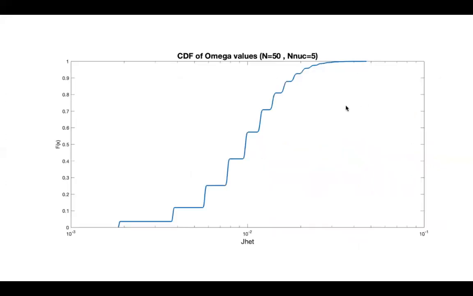Here's a cumulative distribution function, or CDF, of the omega values from the same N equals 50 and N-nuc equals 5 scenario that I described before. Now, if we assume that this distribution contains all possible values of omega for this given scenario, what we hope to see is some agreement between the equations from the Coop paper and the statistics of our simulation.